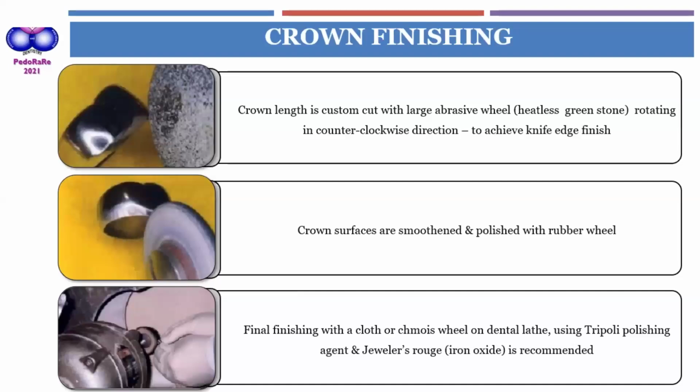Now crown surfaces are smoothened, preferably with a rubber wheel, and final finishing with a cloth, or you have this Gamos wheel on a dental lathe, if it's available in the clinical practice. Otherwise, clean it up by rubbing it with a triple polishing agent or jeweler's rouge. You have this iron oxide, which for silver polishing they use, called jeweler's rouge, which is recommended. So these are the standard procedures. Ethically, when we directly place it, but definitely these are some procedures which we need to do to get a very aesthetic appearance of the crown in the mouth.